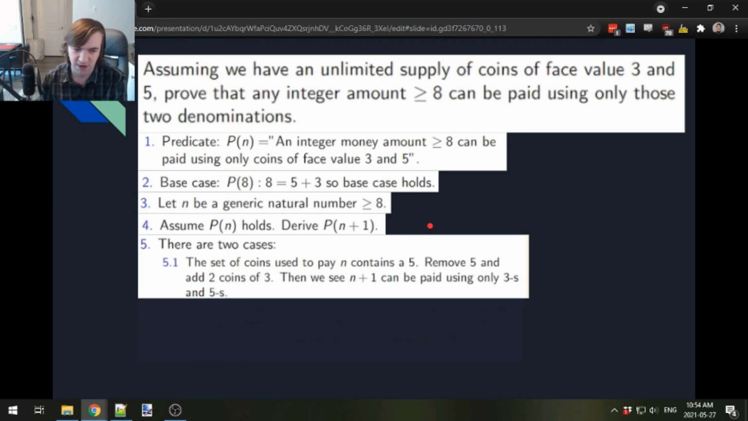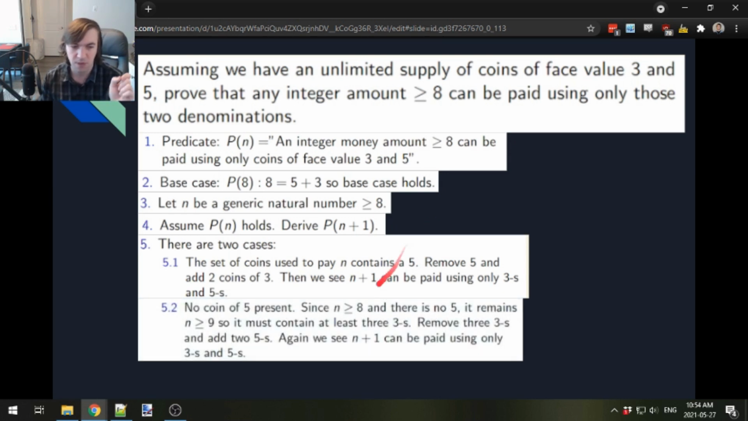Now what happens if you don't have a 5? Well, if you don't have a 5, and you know n is at least 8, that means that n has to be at least equal to 9, right? Because we know we can do 9 with three 3s. And that means if there are no 5s at all, it's all 3s, the whole way through. So if it has at least three 3s, you remove those three 3s and add two 5s. So you've lost 9 and gained 10. And so now you've increased the amount by 1. So we can get our n+1 using just 3s and 5s.